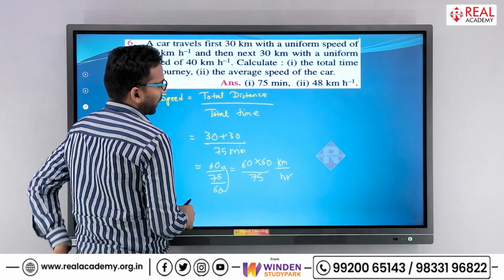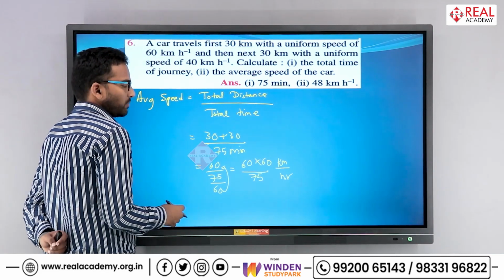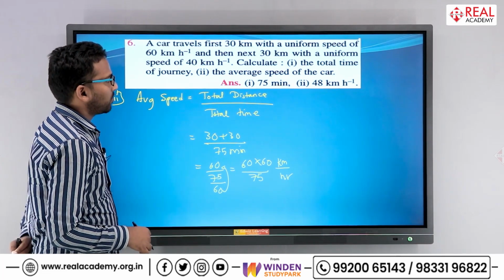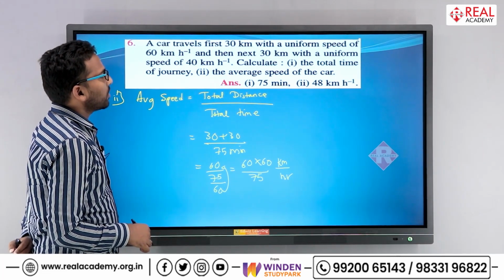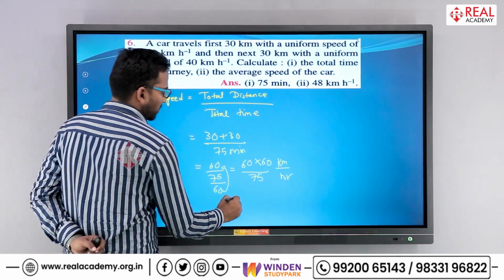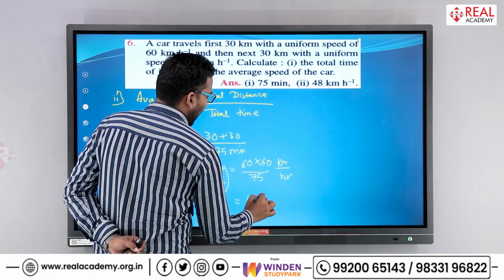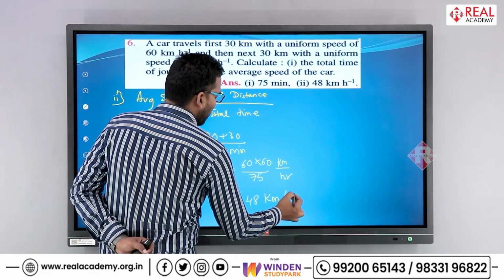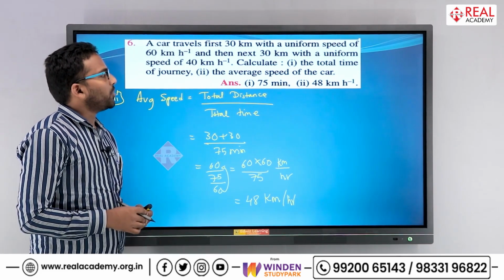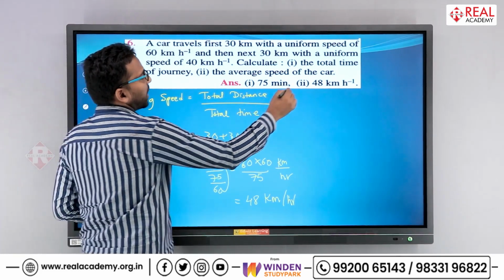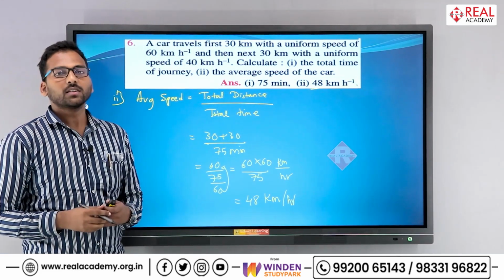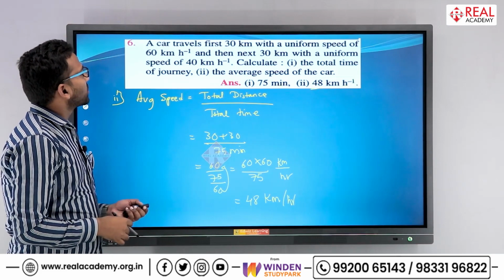So what's the ratio we will get? So let's calculate this one. 60 into 60 by 75 minutes. Okay, right? So the average speed of the car is 48 kilometer per hour. So the answer is 48 kilometer per hour. So we have achieved our second answer. Okay. Chalo. Now let's go to next question.